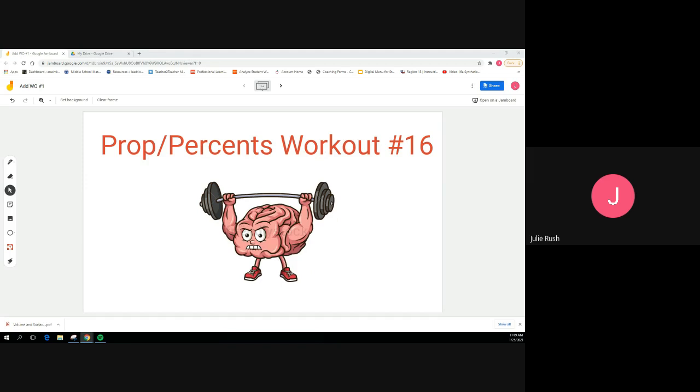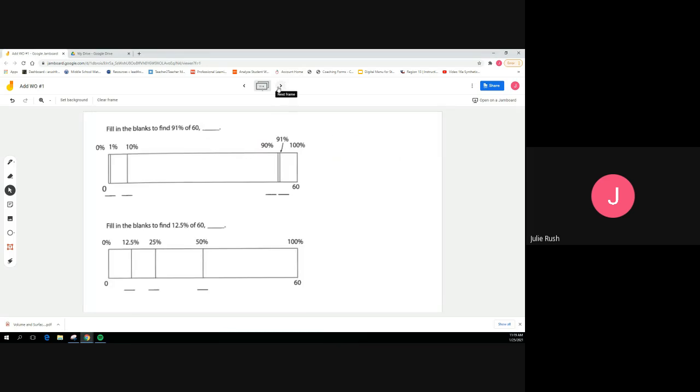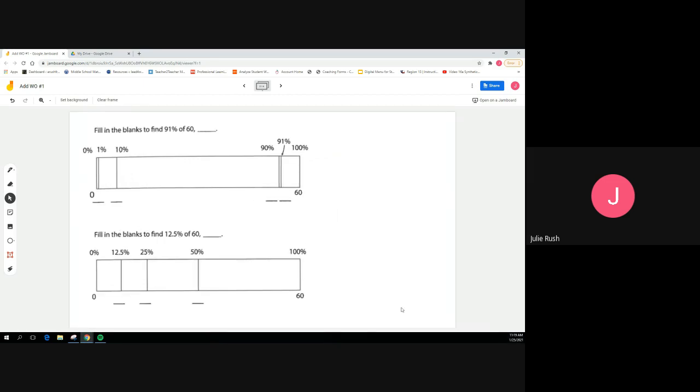It is time for our proportion and percents workout number 16. Today we are working with percent strips. Percent strips, or percent bars, which is probably the way you've heard it before, is a way to use a percent bar in order to solve for a percent.